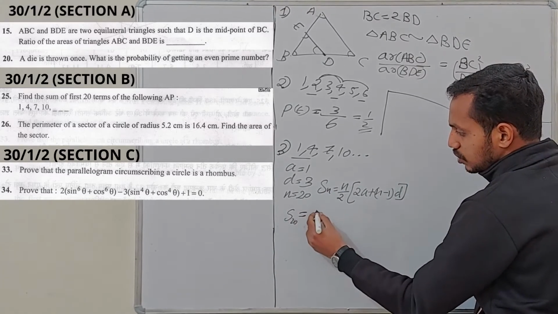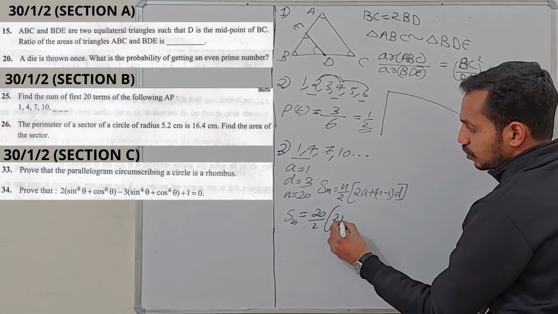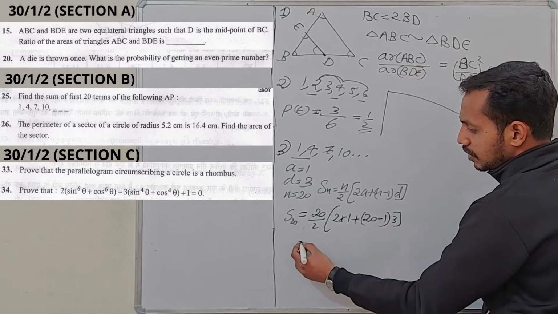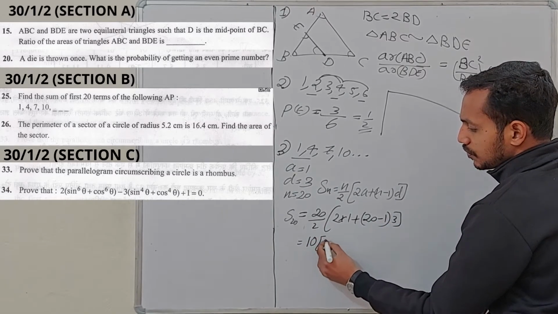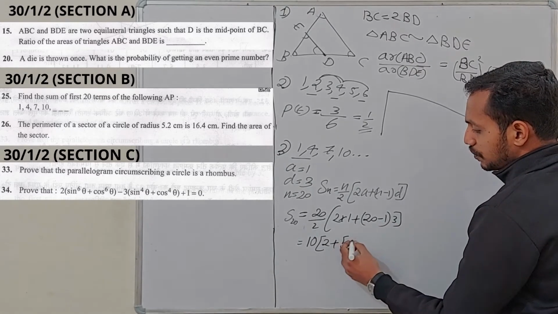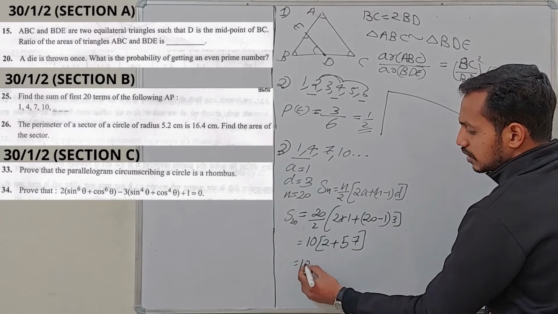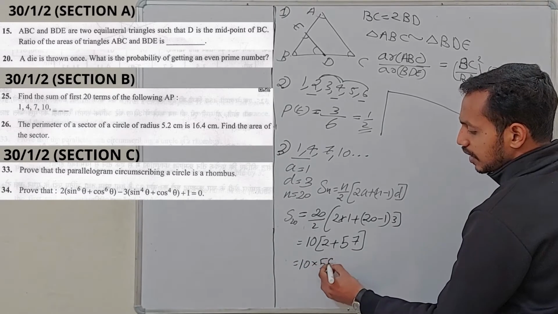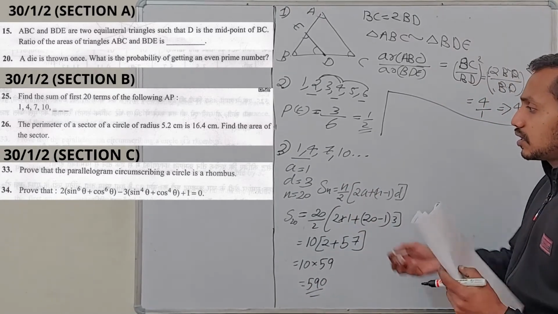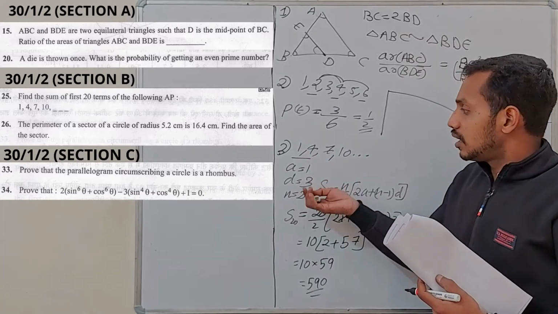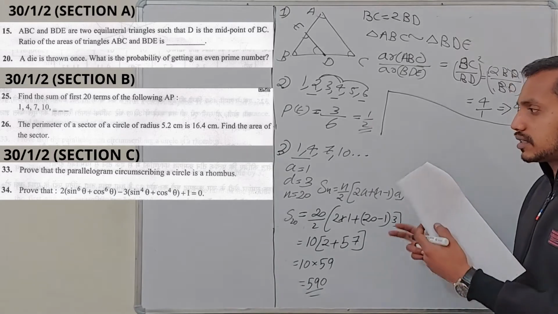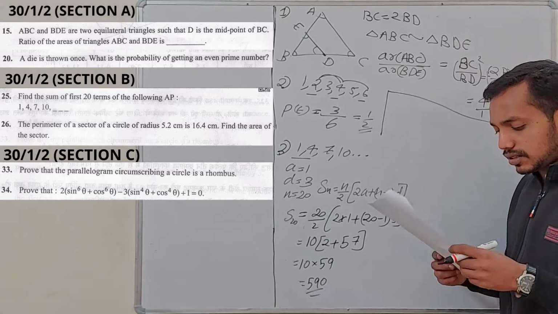S20 is equal to 20 by 2 into (2 times 1 plus 20 minus 1 into d, which is 3). 20 by 2 is 10, into 2 plus 19 into 3, which is 57. Clear? That is 10 into 59, which is equal to 590. You may notice that in the question paper of set 31, this AP was there to find the x. So there will be some relation between the questions given in the same set.